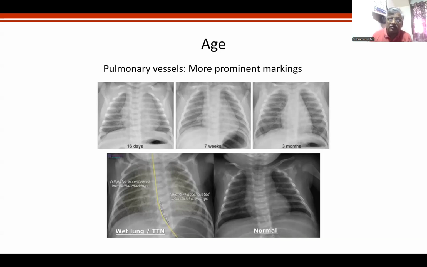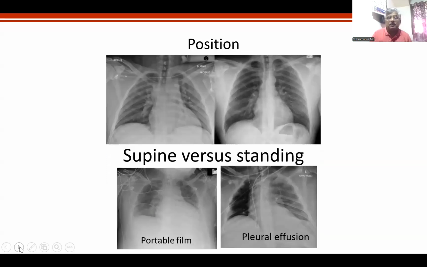The next point that I wanted to tell you is that, please remember that in a newborn, this is how you will see interstitial markings in a TTN or a wet lung versus a normal newborn. So my point here is not about showing you the findings. My point is, please ask for the age of the child, because without knowing the age of the child, you should never ever try to interpret an X-ray.